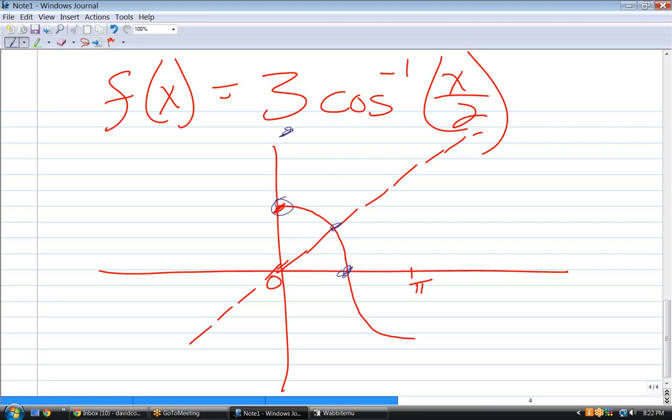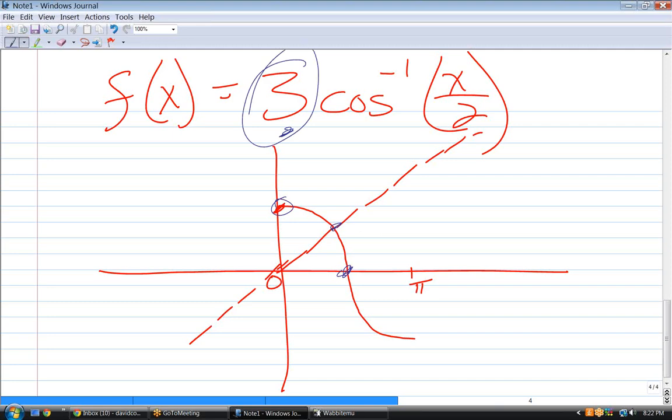I don't know why I'm having a mental block here. But we need to reflect the cosine curve between 0 and pi about this line to come up with the inverse cosine curve. Okay? Now, once we get the inverse cosine curve, what's happening to it? What's the consequence of the 3?